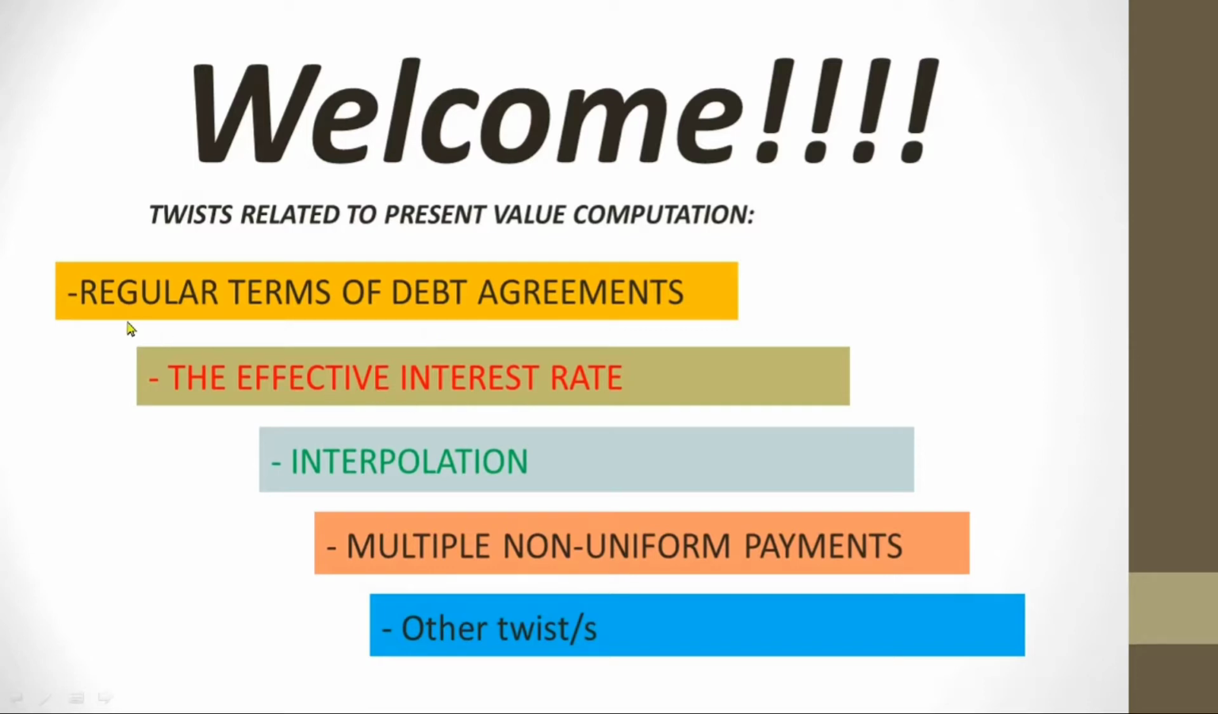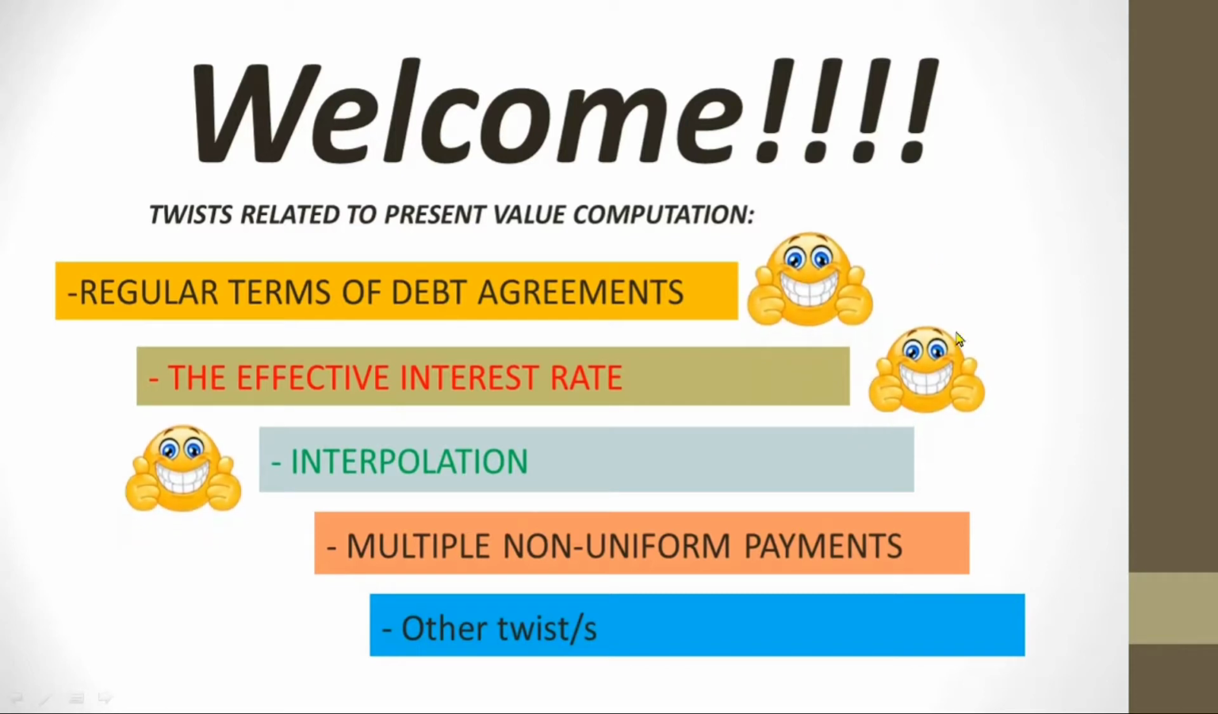As I remember, we're already finished with the regular terms of debt agreements, and we are already finished also with the effective interest rate and the interpolation, right? So, we should put smileys on them. And so, we are to finish these two in this episode. So let's start this video lecture after this short intro.